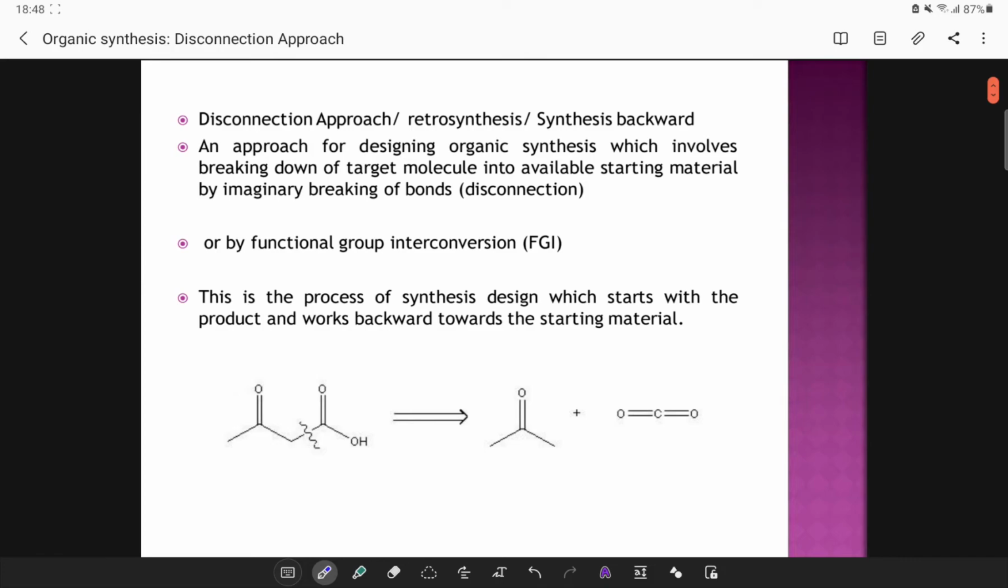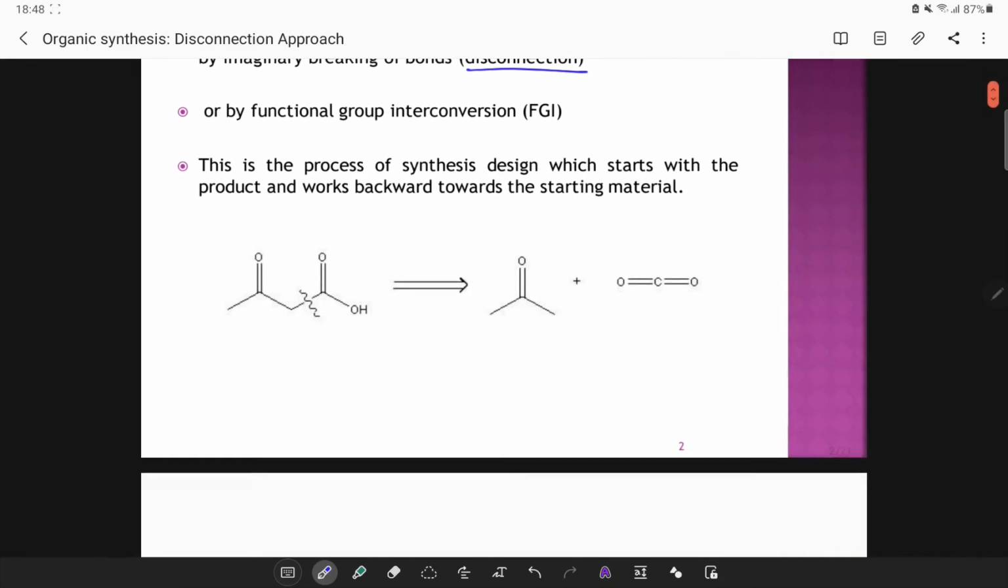Let us start with the concept of disconnection approach. Disconnection approach is also known as retrosynthesis. It is also called synthesis backward. This is an approach for designing organic synthesis which involves breaking down the target molecule into available starting material by imaginary breaking of bonds. This is called the concept of disconnection.